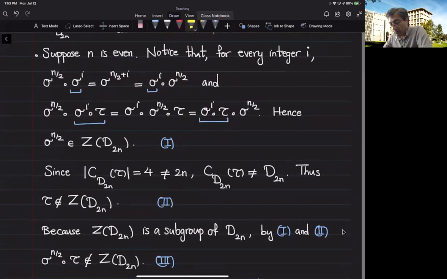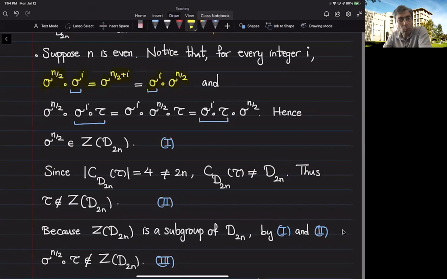When n is even, I want to show that in fact the 180 rotation is in the center of the dihedral group. So I'm going to check first that it commutes with all the rotations, and that's rather easy because every rotation is a power of sigma. So we get sigma to power n half plus i, but now I can flip this and write it as i plus n half, which is sigma to the i times sigma to power n half. Therefore, sigma to power n half commutes with sigma to the i for every integer i.